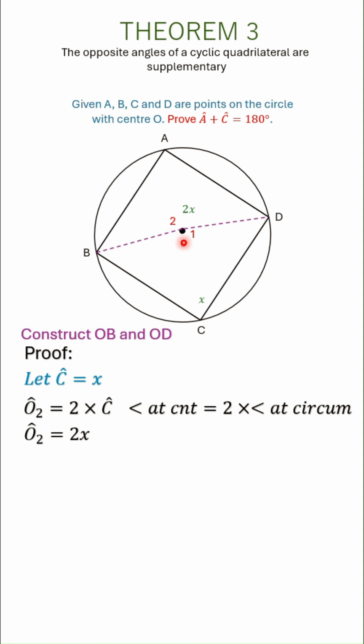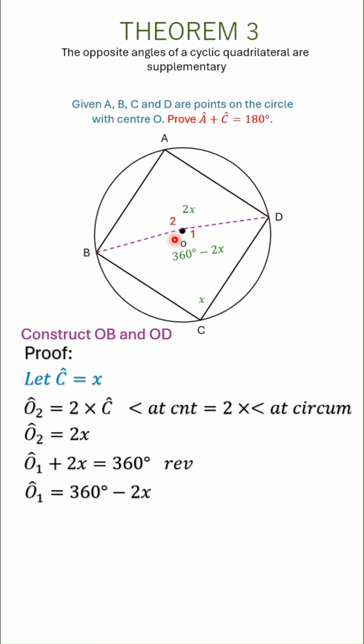So now that we have the angle of O2, we can determine the angle of O1 by using the angles around a point, which is what we call the revolution. So the angle of O1 plus the angle of O2 is going to be equal to 360 degrees. And we already know the angle of O2 is 2x. So now to solve for the angle of O1, we're just going to transpose the 2x, and then the angle of O1 is going to be 360 minus 2x.